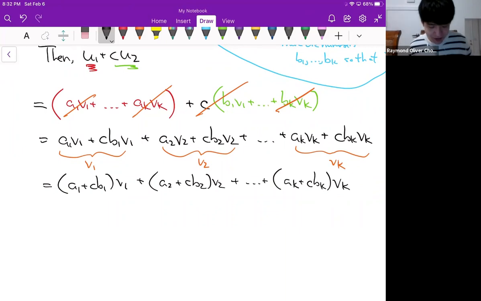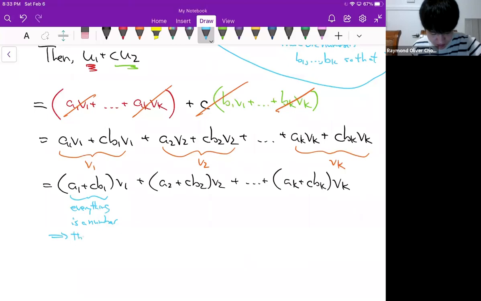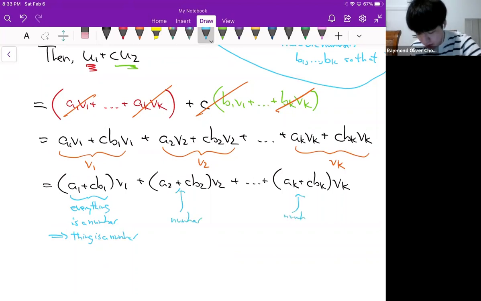Okay, what have I done? Now, everything in here is a number, so the whole thing is a number. Now this is a number. That is a number. And everything in the middle was a number, right? So what have I done?